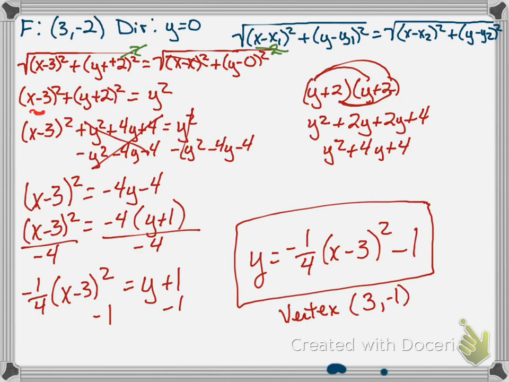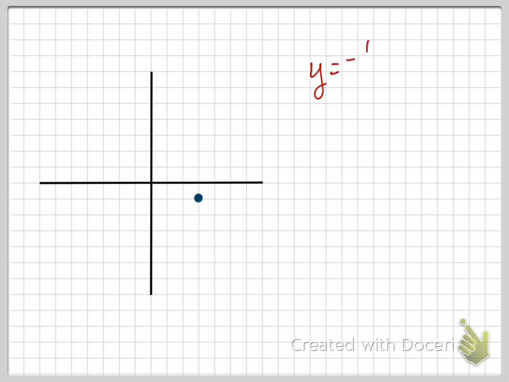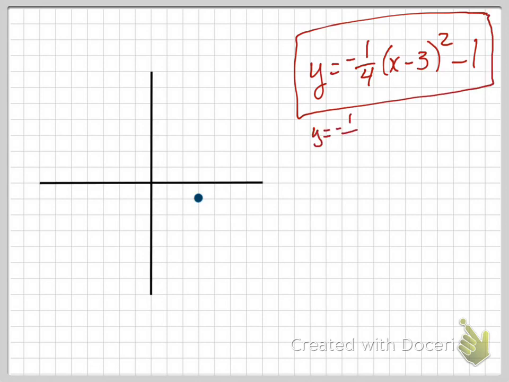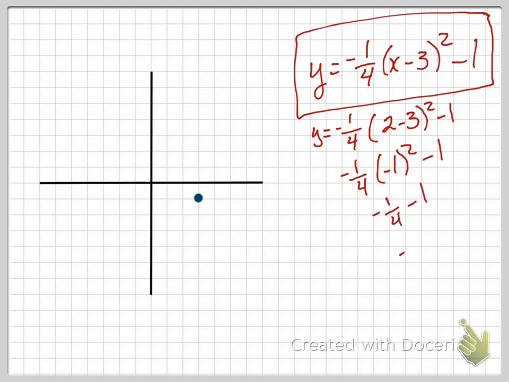And I'm going to copy that down over here. I didn't have room to do the graph over there, so I'm going to do it over here. So (3, negative 1) is my blue dot here. And I'm just going to figure out a couple of points so that I can get a decent rough sketch. I input 2 for x. When I do that, y is negative 1.25. So I put a point at (2, negative 1.25) and (4, negative 1.25).